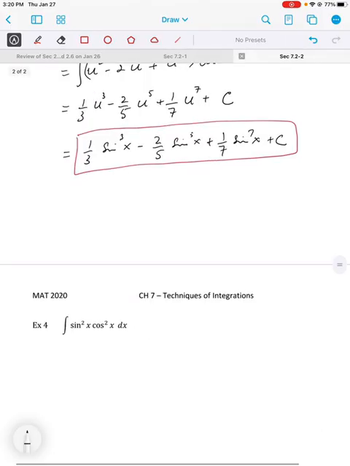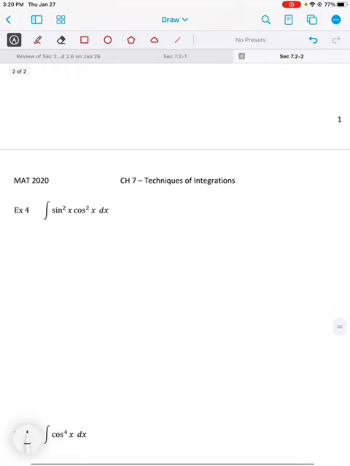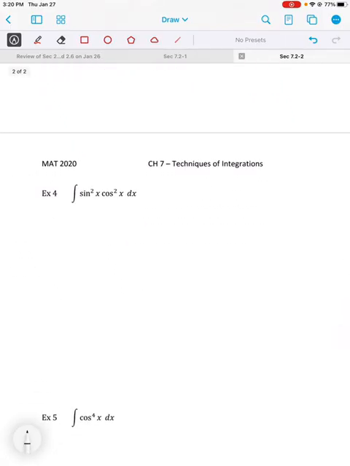Looking at the next example, now here we have both powers even. So we have to use the half angle formula for both. Remember what the half angle formula is? You can look at it like this as well. One form is what I have up there, but you can also look at it like this. And cosine square x is 1 plus cosine of 2x over 2.